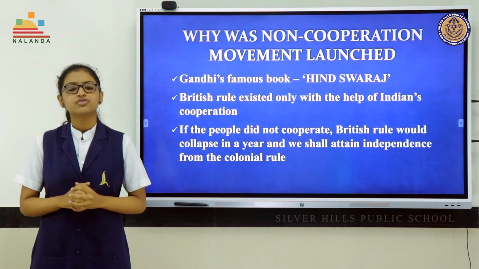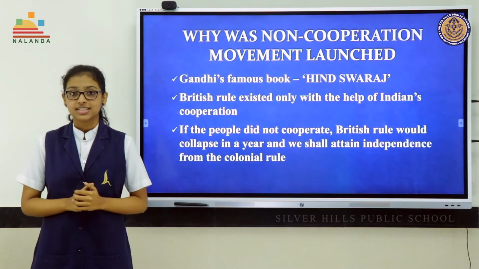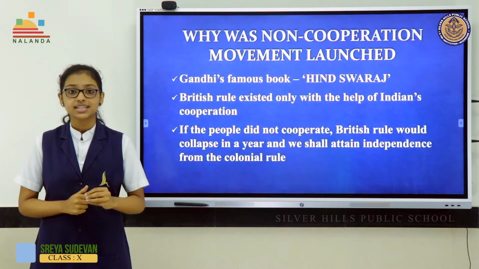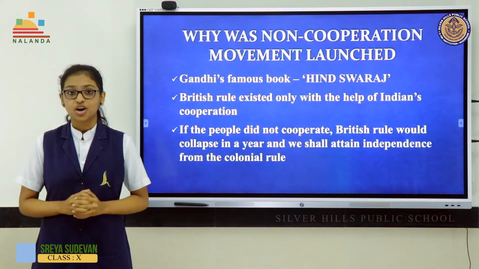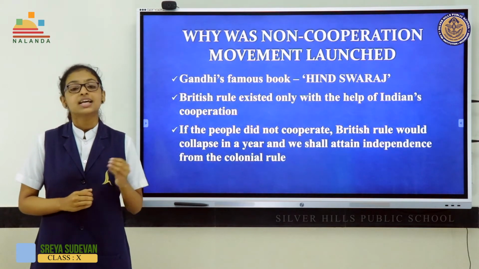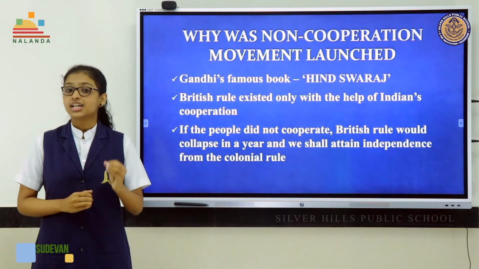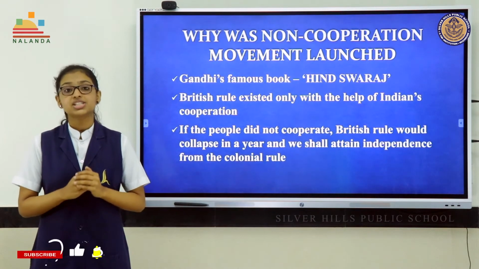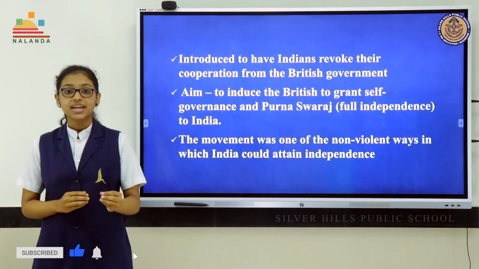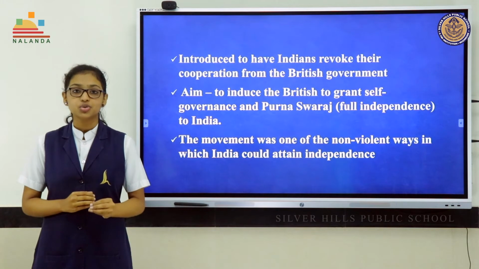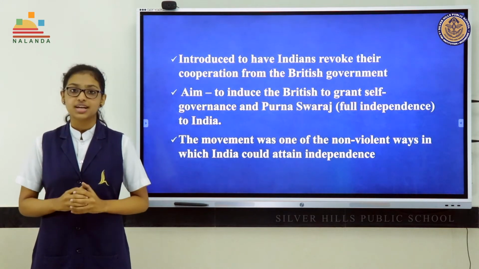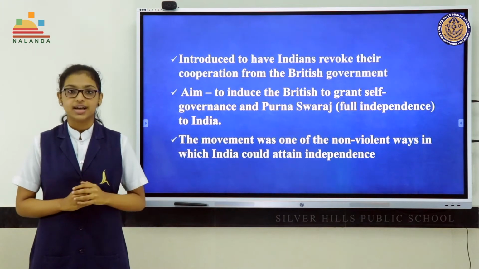Hind Swaraj, one of the most famous books written by Gandhiji, in which he had proposed that the British rule was established in India only due to the help of Indians' cooperation. He believed that if we refuse to cooperate with the colonial government, then the British rule in India shall collapse in less than a year and we shall attain independence, that too in a non-violent way. So, the main aim of launching the non-cooperation movement was to induce the British to grant self-governance or Purna Swaraj, meaning full independence to India.